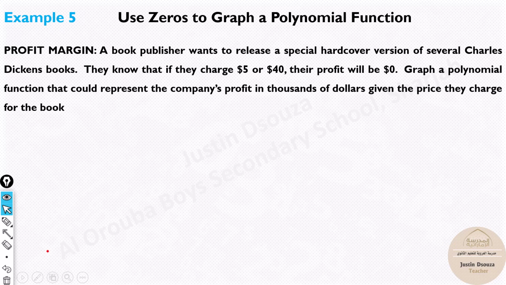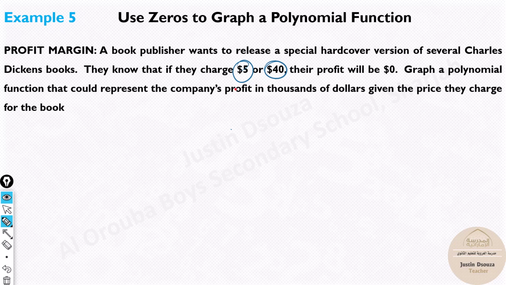Now we have a real world problem. Here, this is the last problem in this lesson. A book publisher wants to release a special hardcover version of several Charles Dickens books. They know that if they charge $5 or $40, their profit will be 0. Graph a polynomial function that could represent the company's profit in thousands of dollars given the price they charge for the book. So now we need to get the equation.